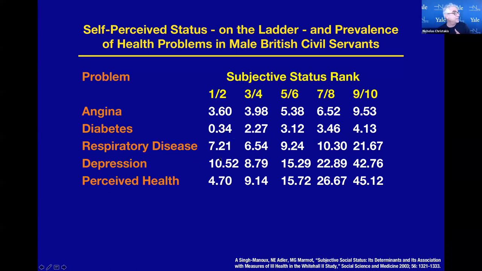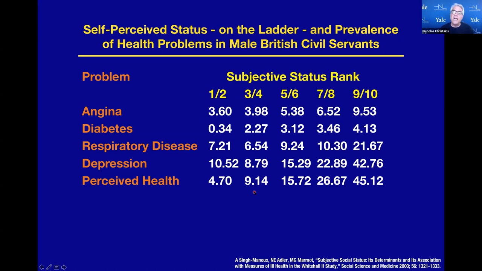Diabetes, the same gradient. Depression, 10% of people at the top might have depression compared to 43% of people at the bottom, and so on. Or their perceived health. This is the percentage that feel their health is good compared to their subjective status rank. Again, you see a gradient.